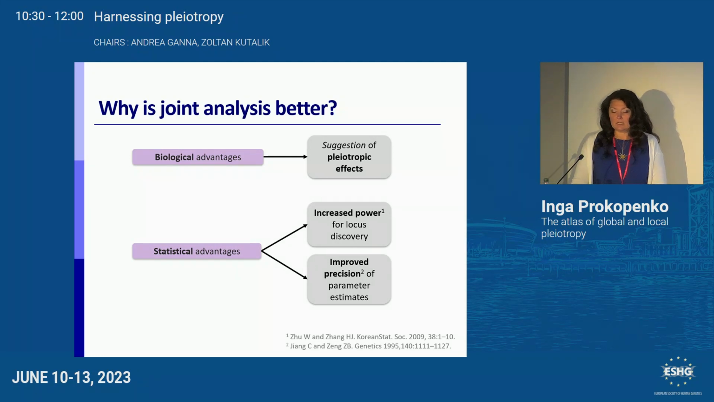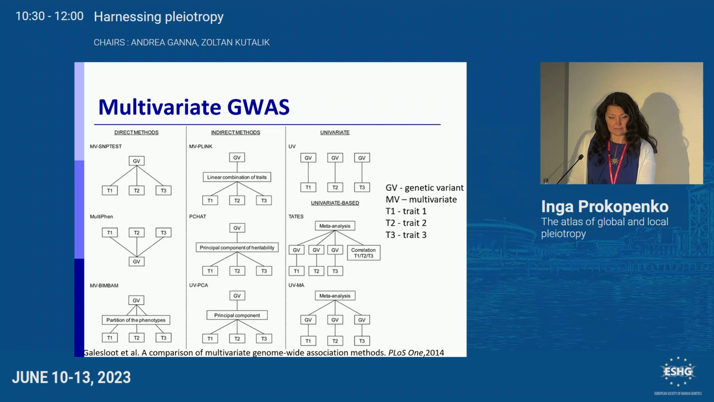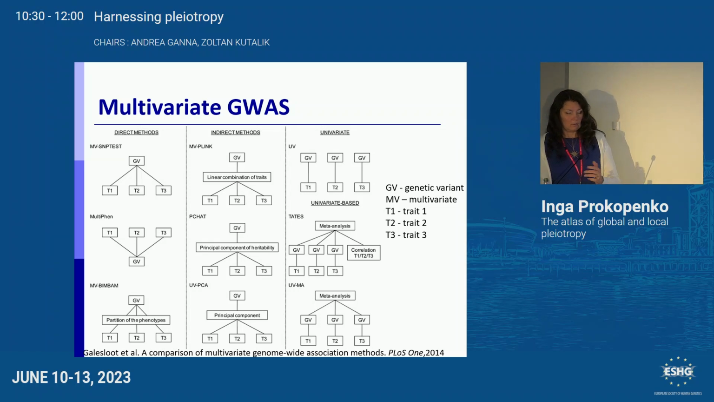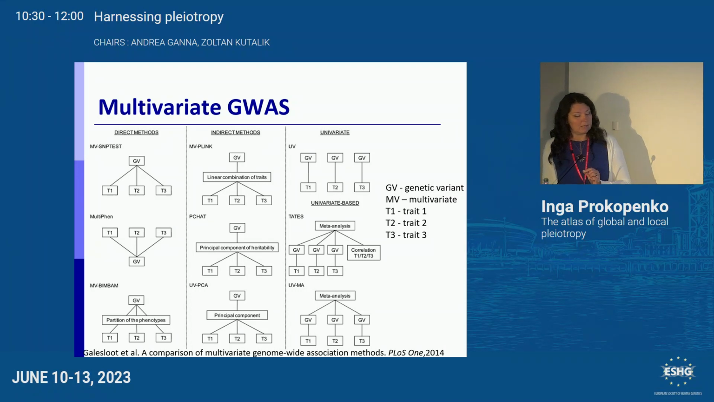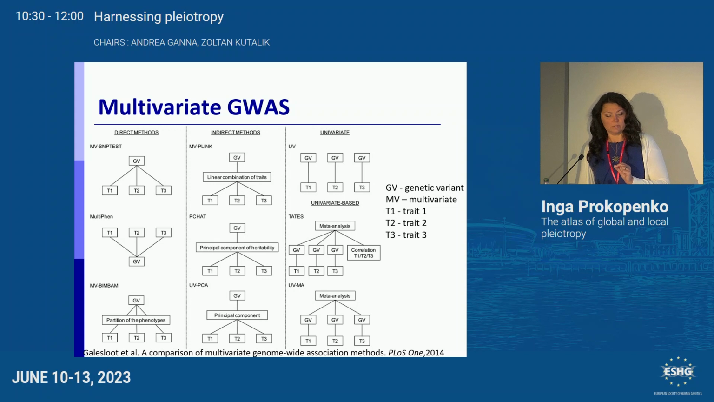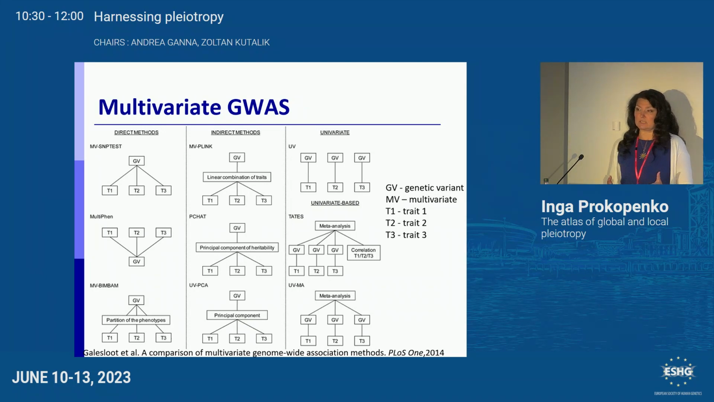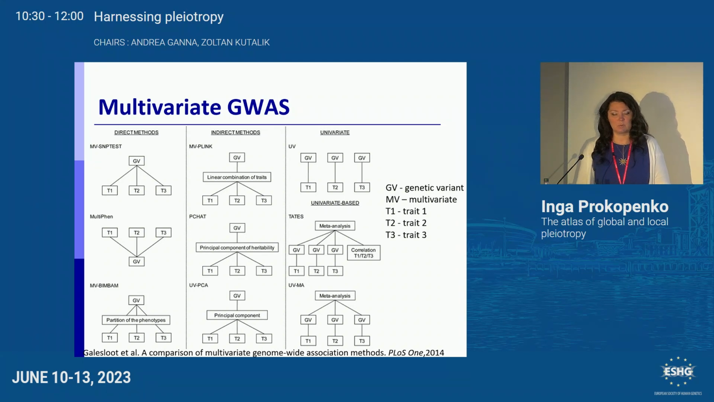And we can improve the precision of parameter estimates in this analysis. So quite a long time ago already, this paper by Gail Lute highlighted a set of types of analysis which can be used to combine multiple phenotypes in one genome-wide association study, so to conduct multivariate GWAS.